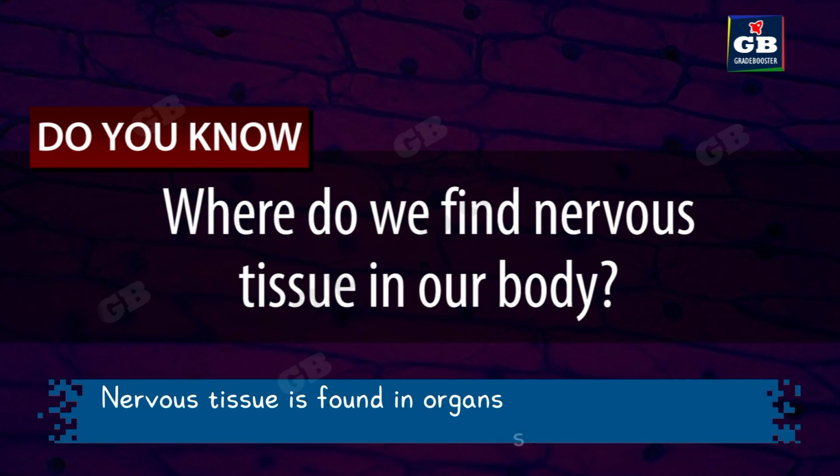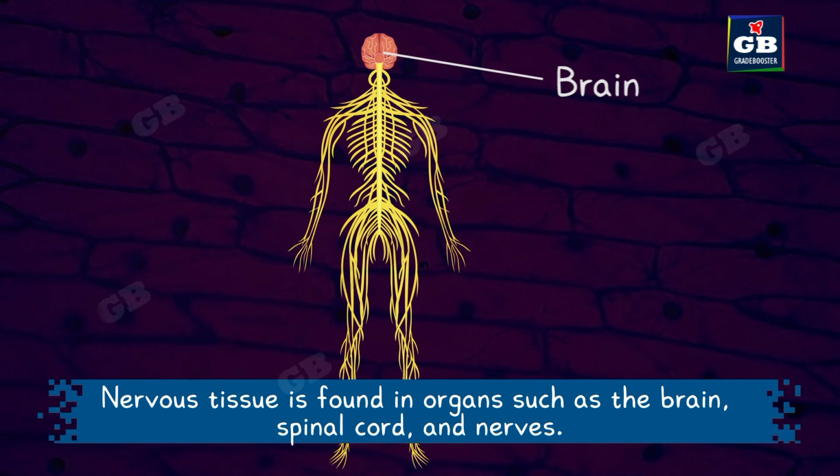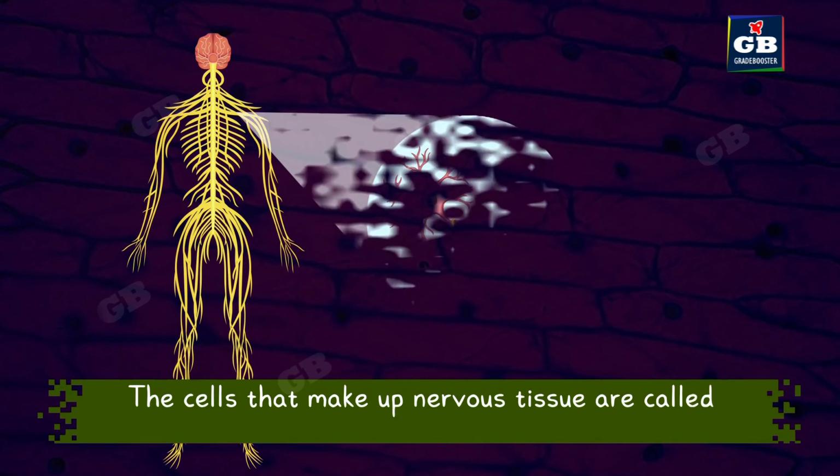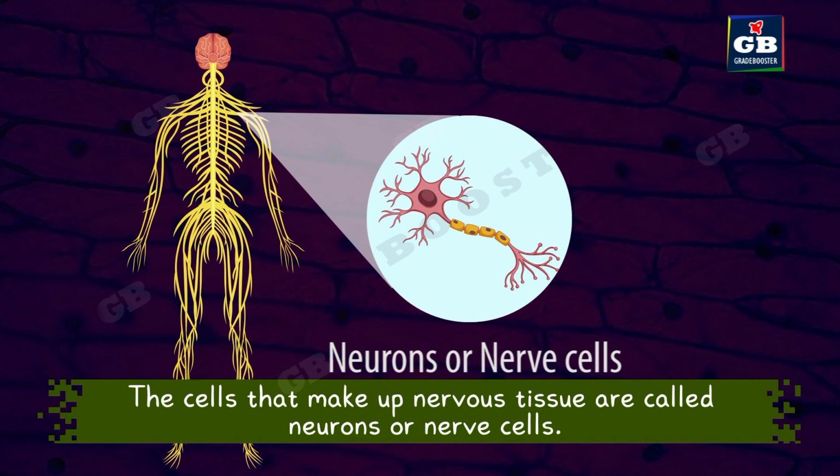Next, nervous tissue. Nervous tissue is essential for transmitting signals throughout the body, allowing coordination and response to stimuli. Nervous tissue is found in organs such as the brain, spinal cord, and nerves. The cells that make up nervous tissue are called neurons or nerve cells. Let's see the parts of a nerve cell.